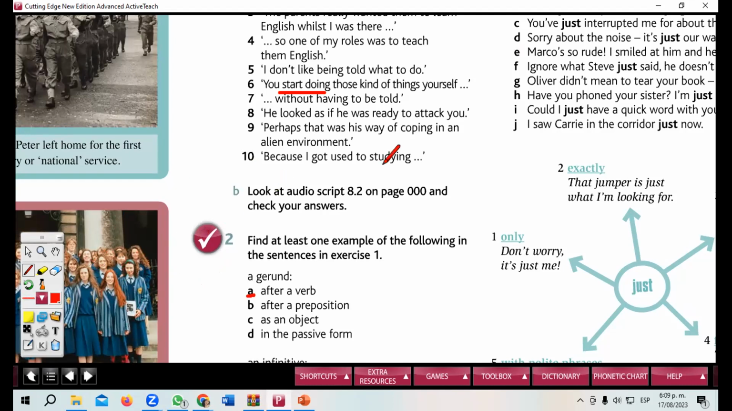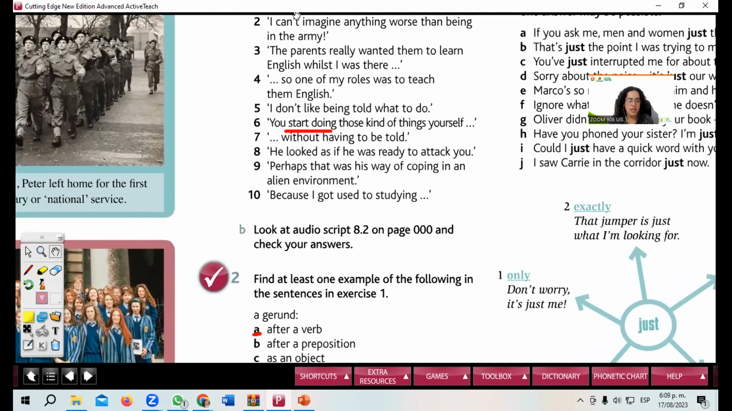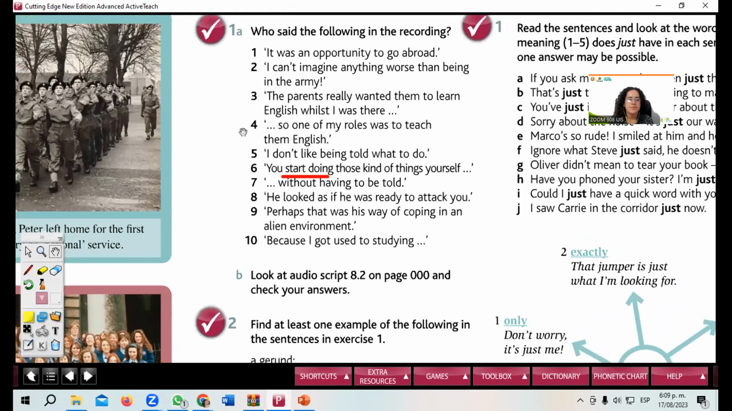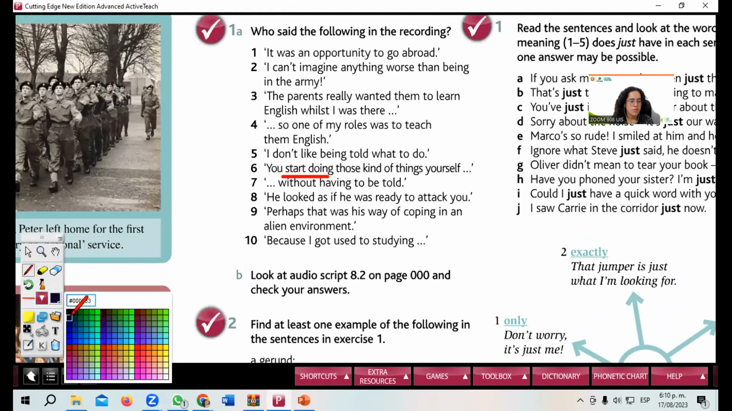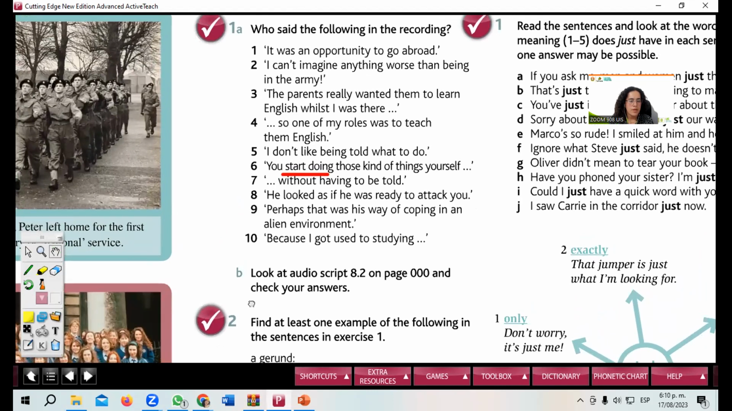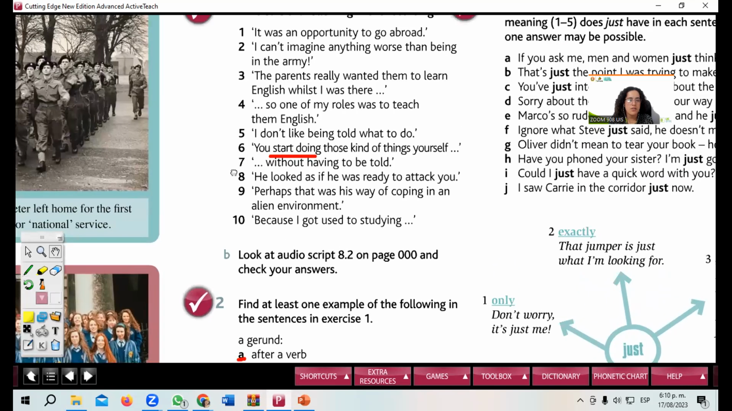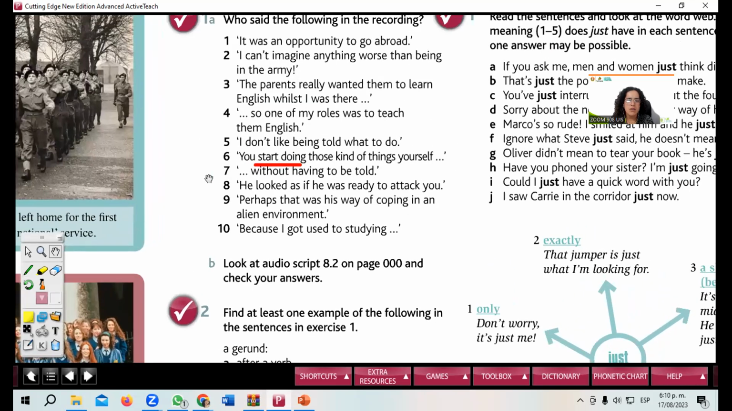So a gerund after a preposition. You can tell me on the chat or open your microphone and tell me the number of the sentence that you think is an example for a gerund after a preposition. I will put another color for the second one. A gerund after a preposition. It can be number 2. Yes, Natalia, you are correct. I can't imagine anything worse than being in the army. This is the preposition than and the gerund ing.